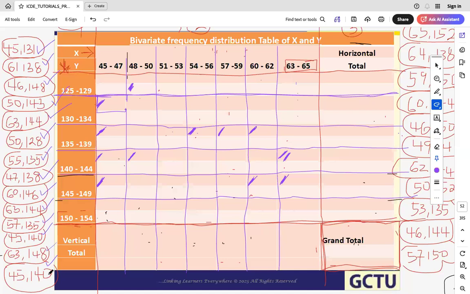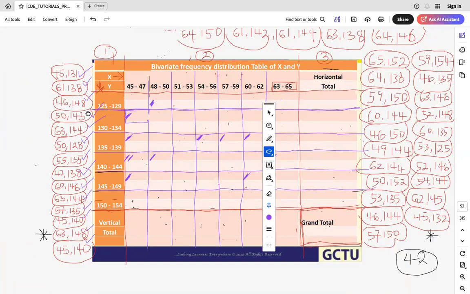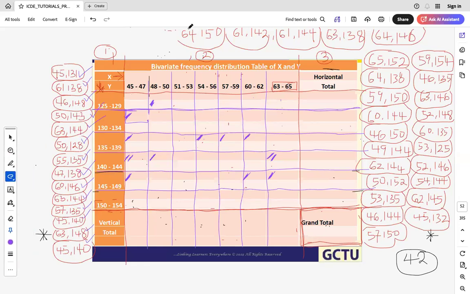45, 140. So 45, 140, we come down and this becomes our second tally in this box. Let's continue with the rest of the numbers because I wanted you to follow. That was why I wrote them side by side so that we all follow. So there are some at the top there. Let's go pick them and then continue with what we are doing now.